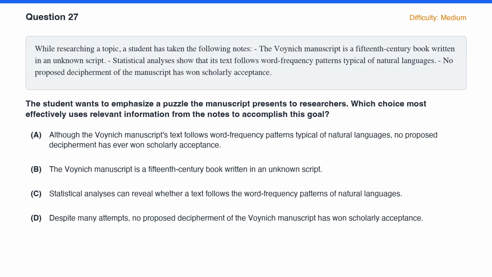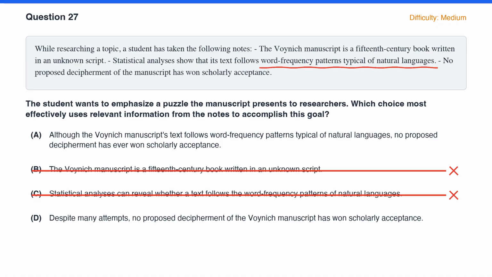The student wants to emphasize a puzzle the manuscript presents to researchers. Look closely at the notes. The text follows word frequency patterns typical of natural languages, yet no one has ever deciphered it. That tension between the two facts is the puzzle our sentence needs to capture. Choice B just dates the manuscript, a single fact, nothing puzzling about it. Scratch that one. Choice C generalizes about statistical analysis without ever mentioning the manuscript's undeciphered status. Not this one either. Choice D reports the failed decipherments, but drops the language-like patterns that make that failure surprising.